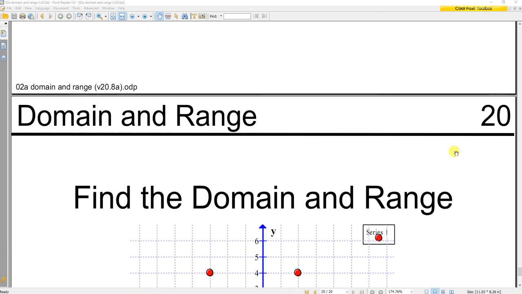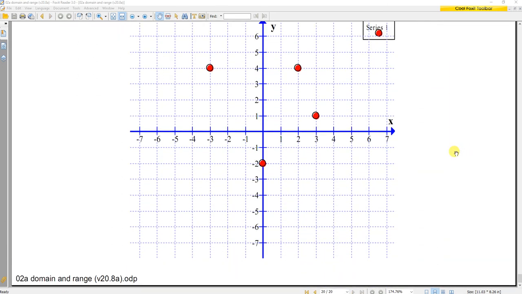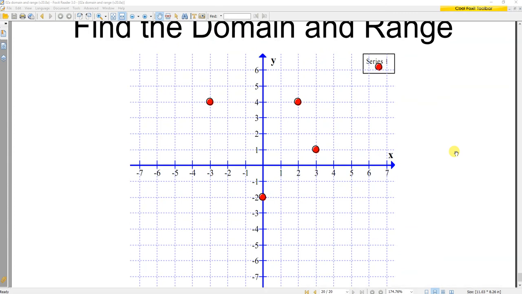One more? Oh, okay, domain and range. Let's see who actually watched to the end of this video. Domain and range here. What's this point? This is -3, comma 4. This point is at 0, -2. This point's at 2, comma 4. This point's at 3, comma 1.